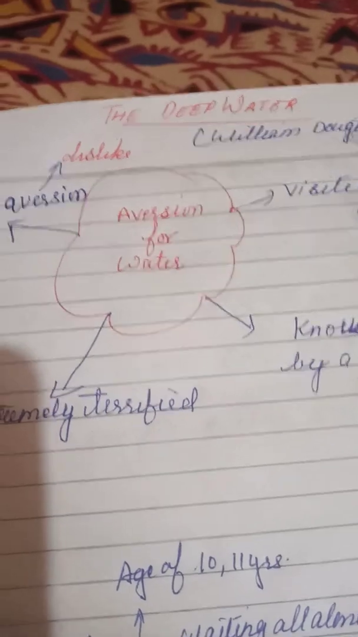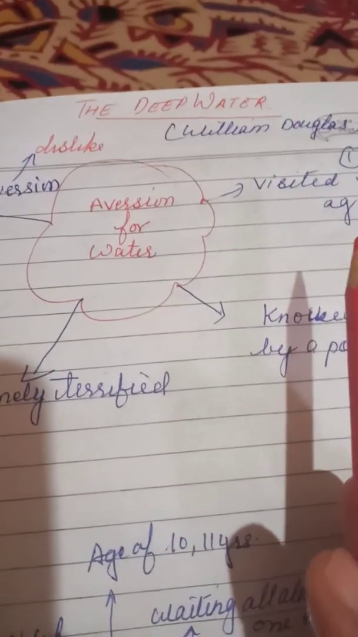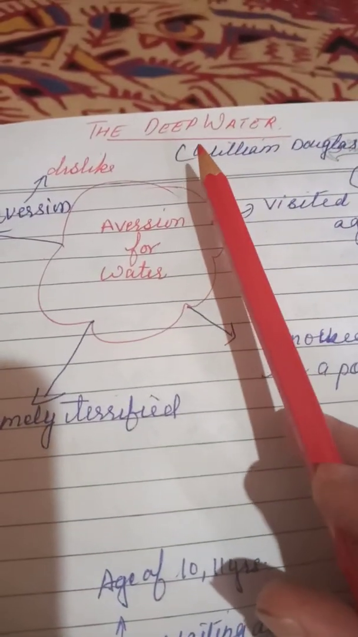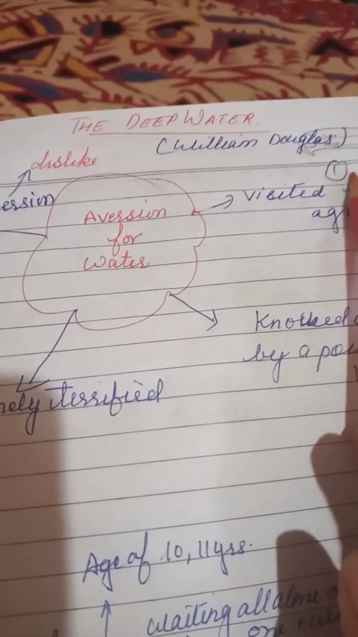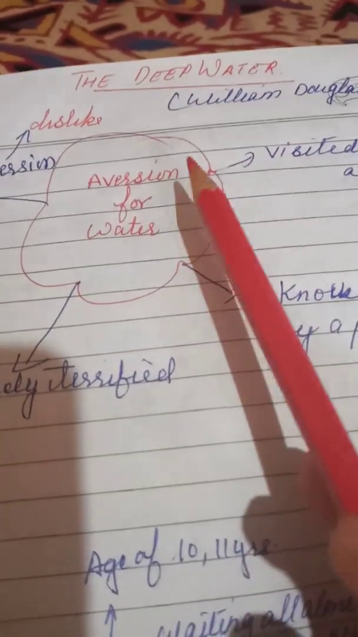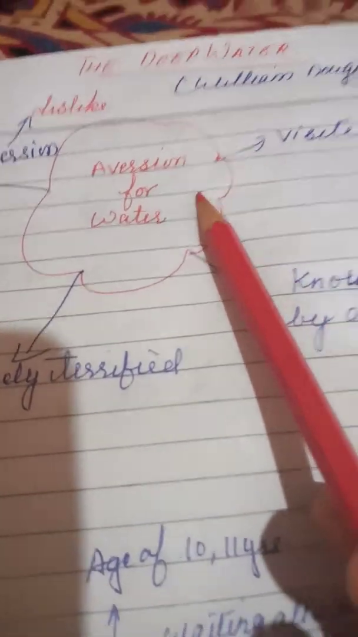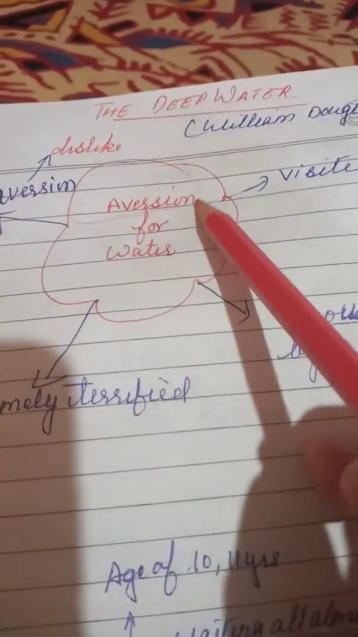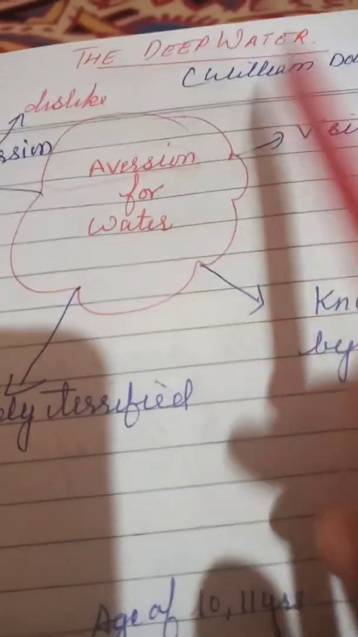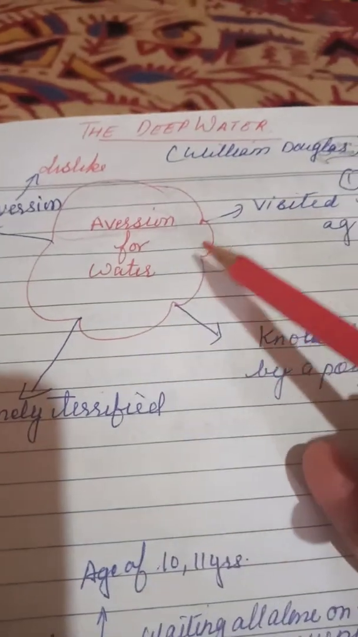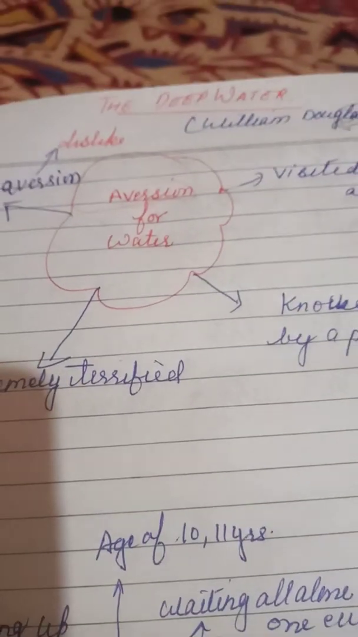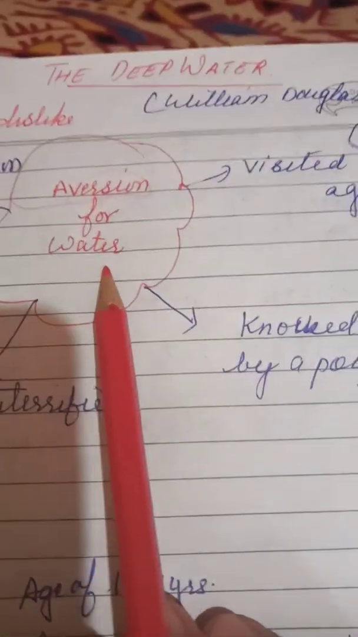What are the main aspects that you have to keep in that? The first is the chapter, it's Deep Water by William Douglas, and aversion for water. Aversion means dislike for water. And what was the reason why Douglas has an aversion for the water? There is a basic reason why he disliked it.